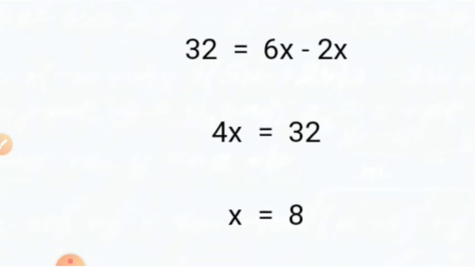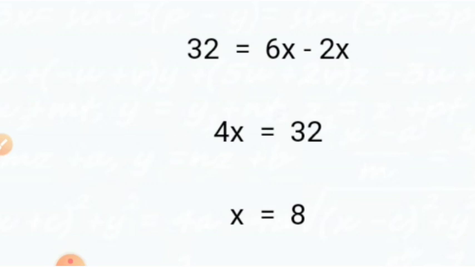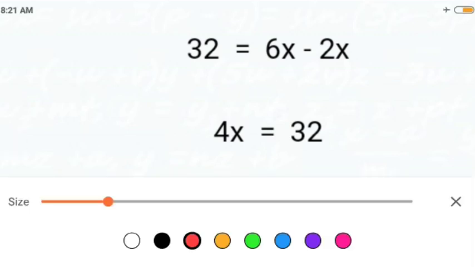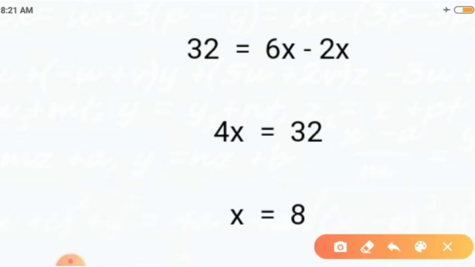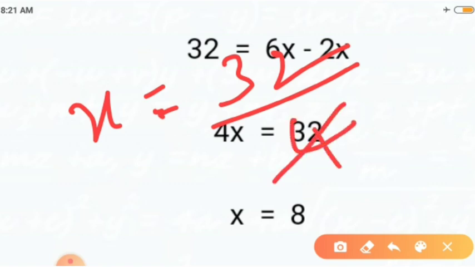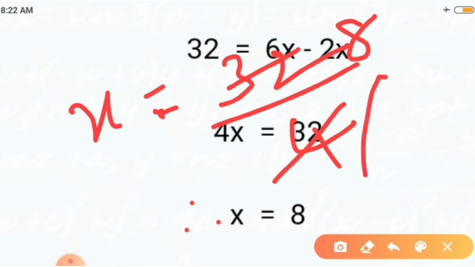x = 32 divided by 4. 8 fours are 32. Therefore, x = 8. So the value of x is 8.